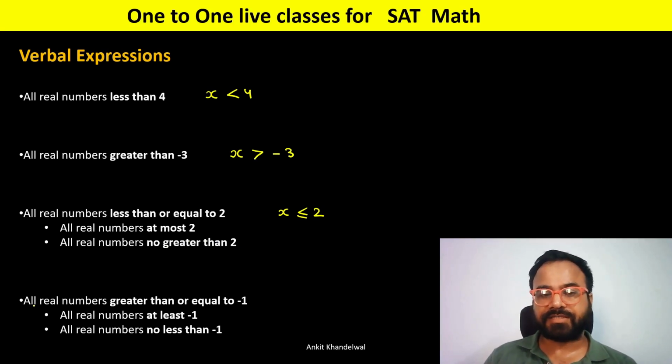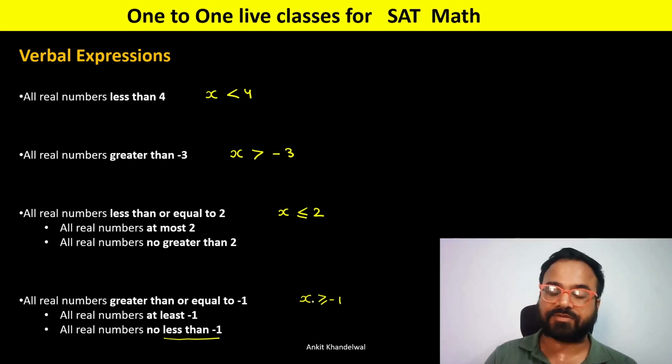In the same way, it is written all real numbers greater than or equal to minus 1. So greater than or equal to minus 1 we can write like this. Another way of saying this is all real numbers at least minus 1. At least minus 1 means either minus 1 or greater than minus 1. Or we can say all real numbers no less than minus 1. No less than minus 1 means either it is minus 1 or greater than minus 1. It should not be less than. So these are the four different ways of writing the given inequalities in statement format.